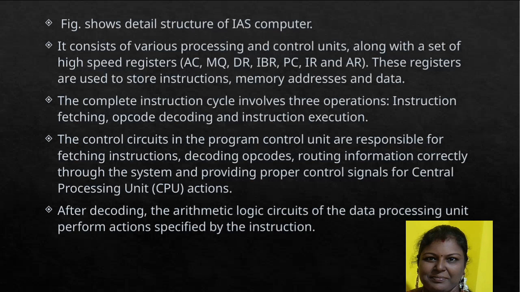It's made up of several processing and control units, plus a set of high-speed registers like AC, MQ, DR, and others. These registers hold instructions, memory addresses, and data. The instruction cycle has 3 key steps: fetching the instruction, decoding its opcode, and then executing it. The program control unit manages this flow, ensuring everything moves smoothly through the CPU. Once decoded, the arithmetic logic unit carries out the actual operations the instruction calls for.